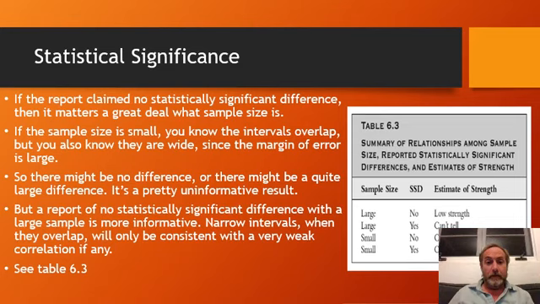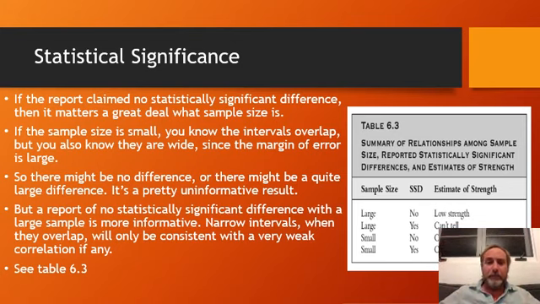Now, if the report claimed no statistically significant difference, but again didn't tell us the sample frequencies, what could we infer from that? Well, in that case, it's going to matter quite a bit what the sample size is, right? So if you have a small sample size, you know the intervals overlap, but you also know that the margin of error is going to be really large, right? So they're going to be very large intervals that are overlapping. So there might be no difference at all, or there might be quite a large difference in the sample frequencies, right? Because these margins of error are so large.